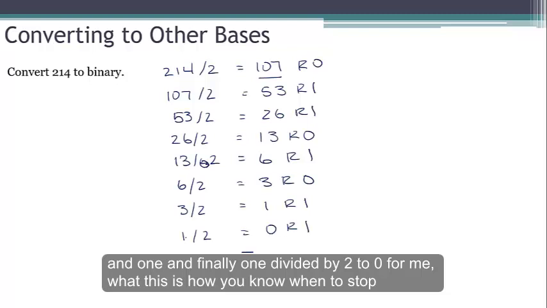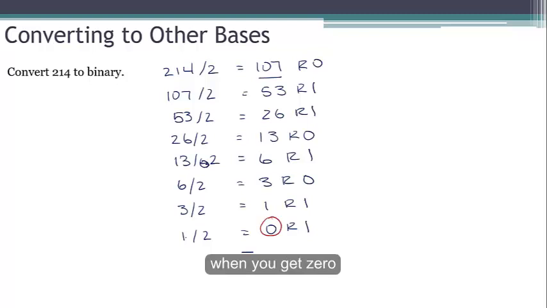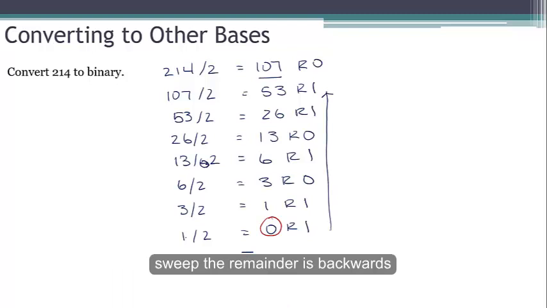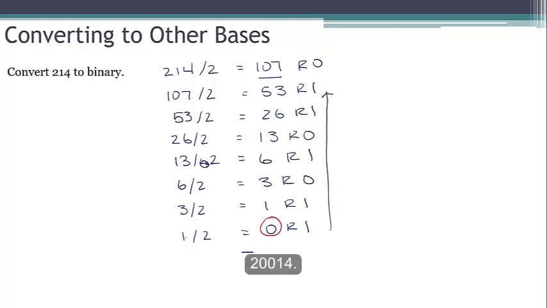This is how you know when to stop: when you get to 0. When you get to 0, you're finished, and you can go on to the next step. Now here, this is why I like this method. Now I've got my answer. All you have to do is read the remainders backwards.